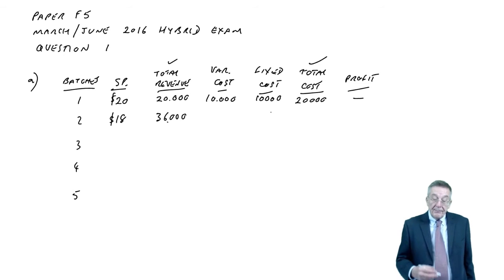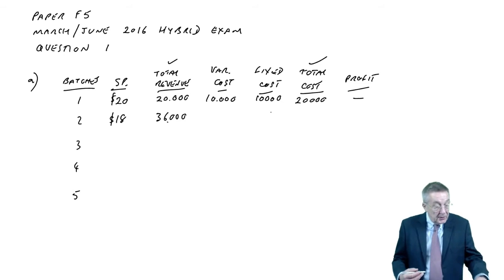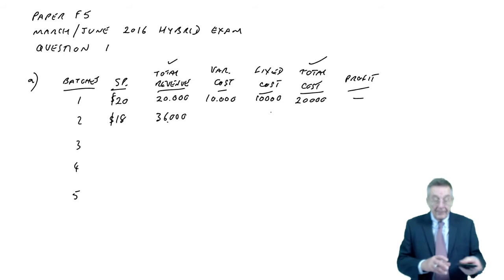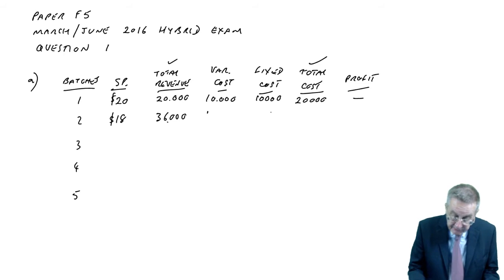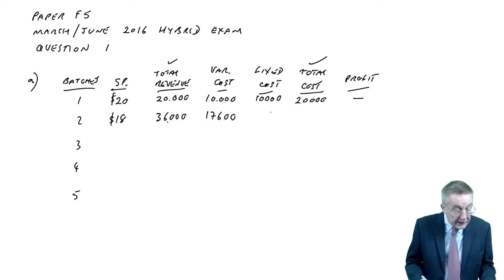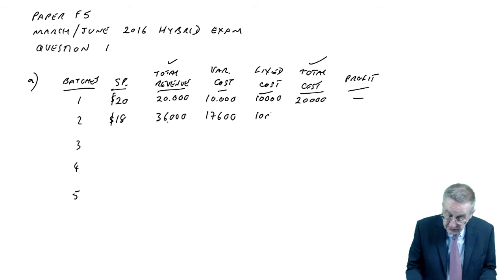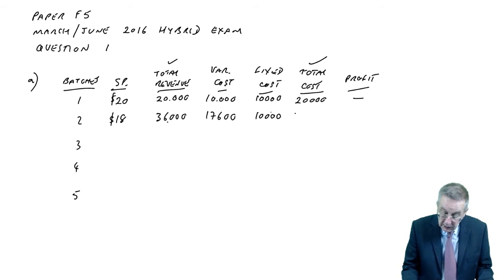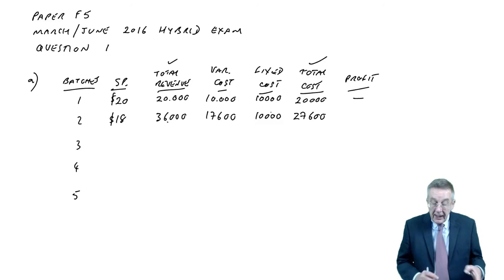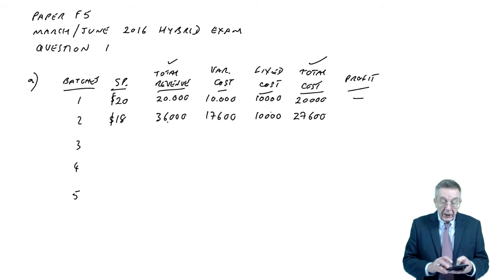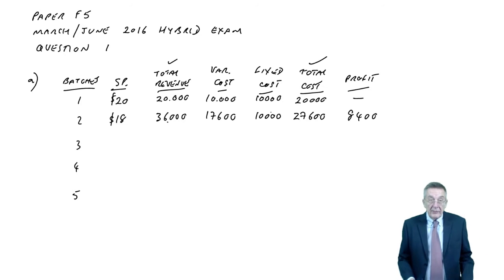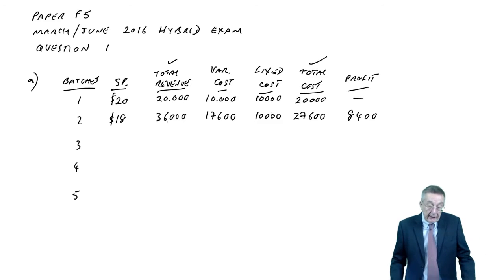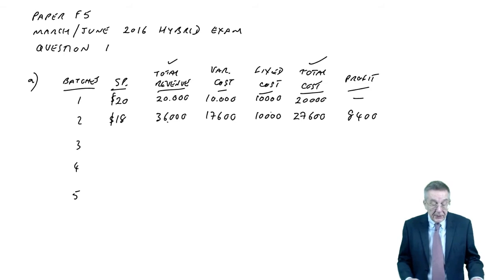The cost, 2 batches, 1,000 units, 2,000 units at 880. The variable cost, 17,600. The fixed cost, straight from the question, 10,000, giving a total of 27,600. The profit, therefore, revenue 36,000, costs 27,600, profit of 8,400. So far, obviously, that's the best. We have to carry on with all of them in exactly the same sort of way.